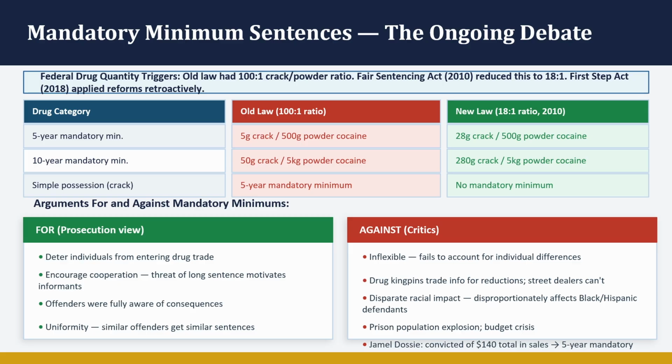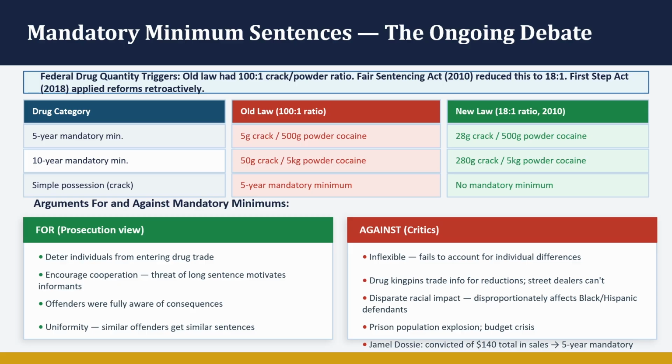Judge John Gleeson's opinion in United States v. Dossie captures it perfectly. Jamel Dossie acted as an intermediary in 4 hand-to-hand crack sales totaling $140. 2 of the sales were slightly over the 28-gram limit. The judge was compelled to sentence Dossie to 5 years in prison. As Judge Gleeson said, just as baseball is a game of inches, our drug offense mandatory minimum provisions create a deadly serious game of grams.